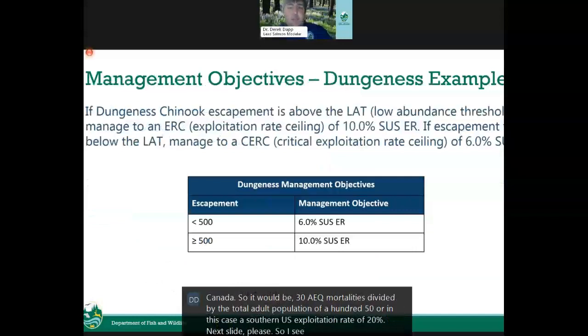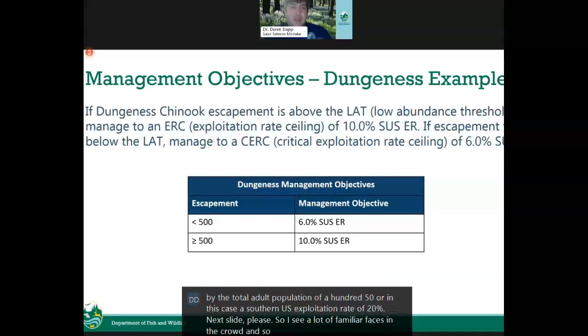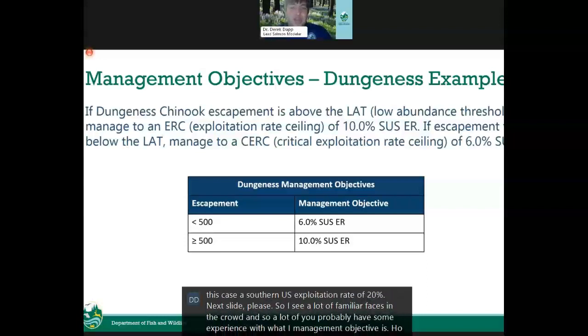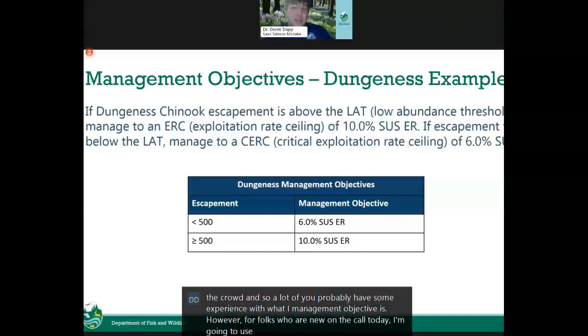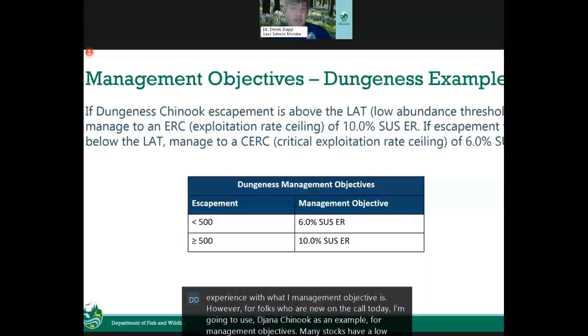So I see a lot of familiar faces in the crowd, and a lot of you probably have some experience with what a management objective is. However, for folks who are new on the call today, I'm going to use Dungeness Chinook as an example for management objectives. Many stocks have a low abundance threshold, also referred to as an LAT, and as the abundance of the stock changes, so too does the allowable exploitation rate. In the case of Dungeness, the low abundance threshold is 500 fish in escapement.